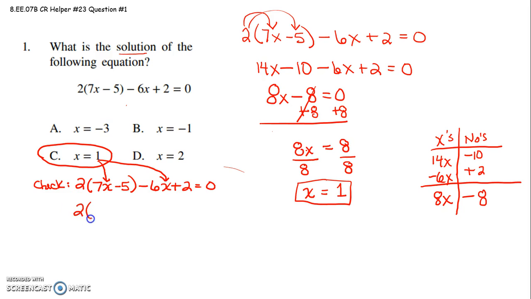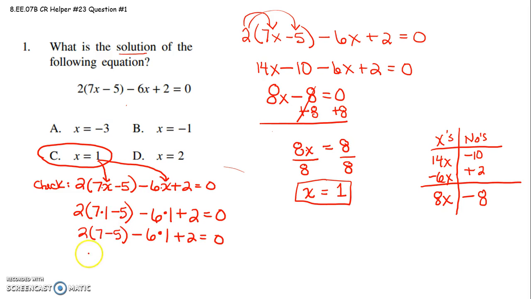So let's go ahead. 2 times the quantity 7. The operation between 7 and x is multiplication. So 7 times 1 minus 5, close the parentheses, minus 6. Operation between the 6 and the x is multiplication, times 1 plus 2 equals 0. I'm just going to simplify this side. I'm going to work within parentheses. Go ahead and do this multiplication first. 7 times 1 is 7, so that's 2 times 7 minus 5 minus, I'm just going to leave this for the moment, 6 times 1 plus 2 equals 0.